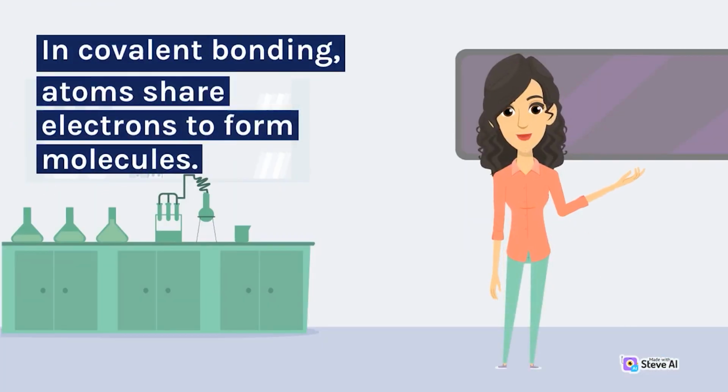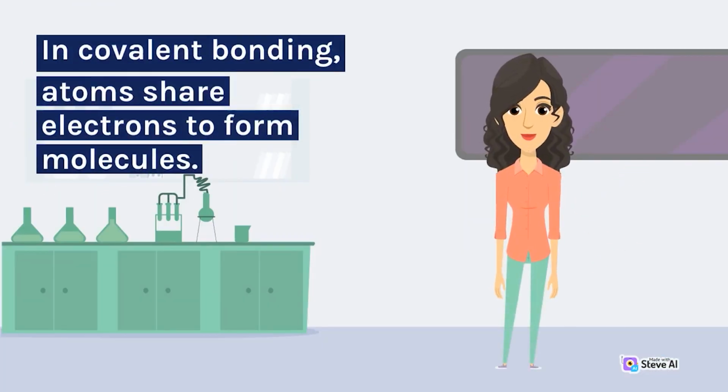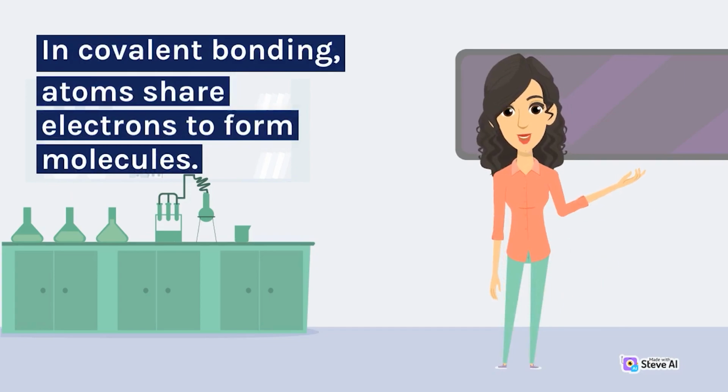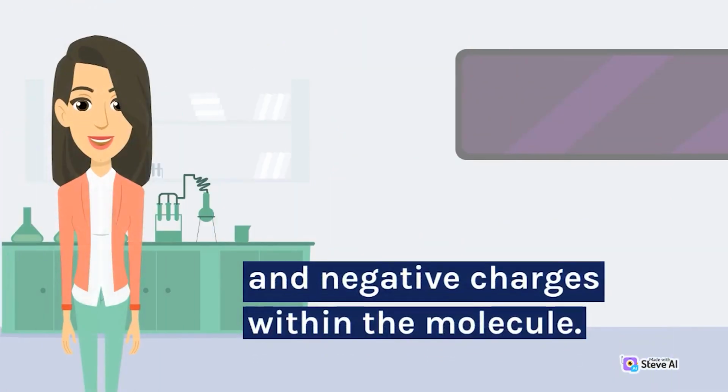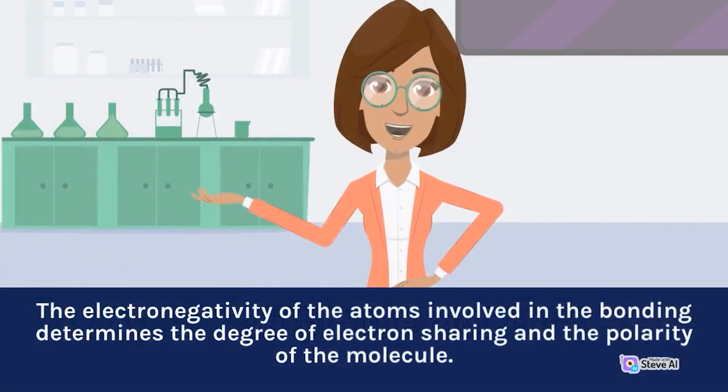In covalent bonding, atoms share electrons to form molecules. The sharing of electrons is not always equal, and this leads to the development of partial positive and negative charges within the molecule. The electronegativity of the atoms involved in the bonding determines the degree of electron sharing and the polarity of the molecule.